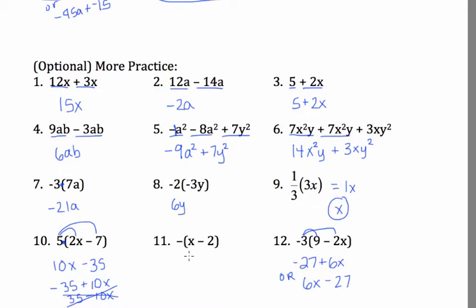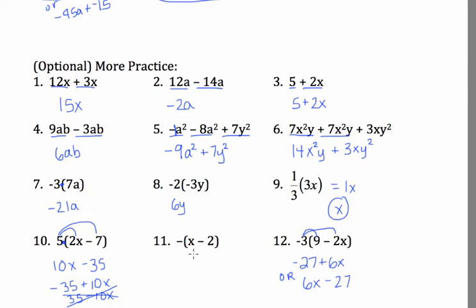There's two ways to do this problem. Sometimes I just think of it as a distributive property where I just distribute that negative sign. Negative x, and then the negative of negative 2, minus a negative is a positive. Negative x plus 2. Here's another way to think about it.